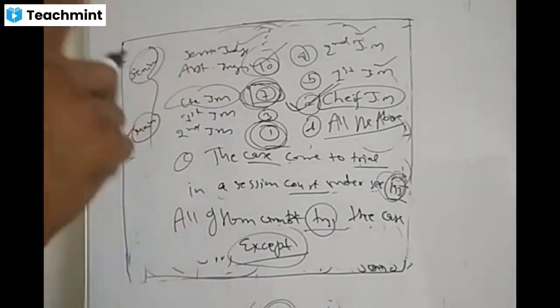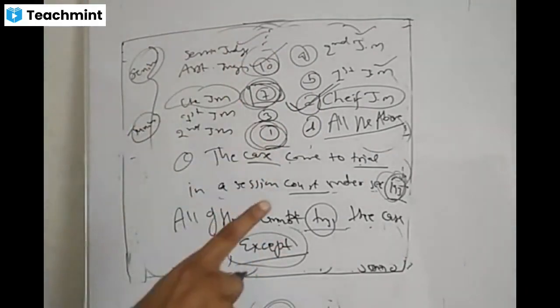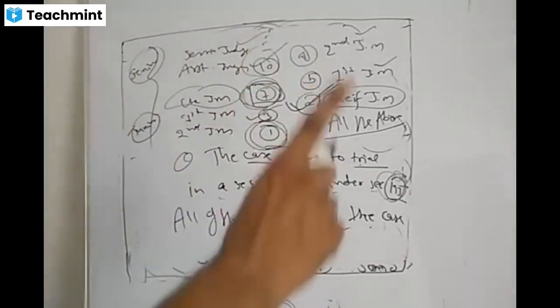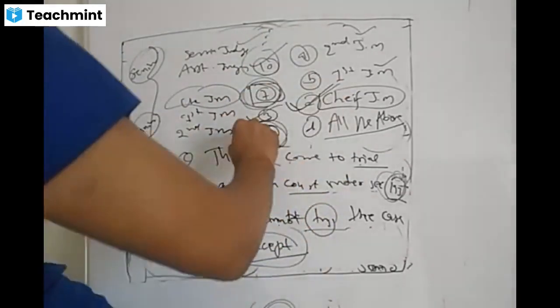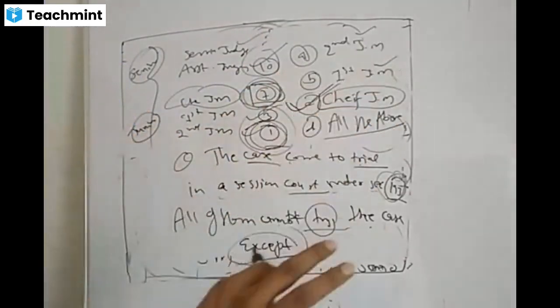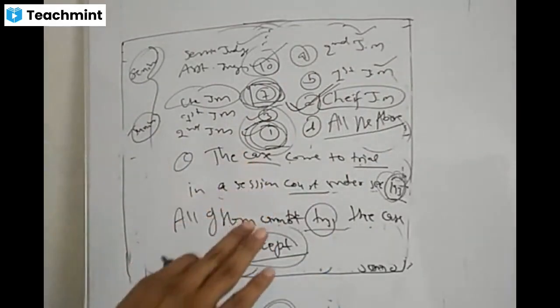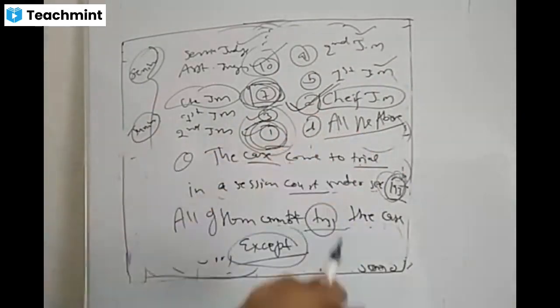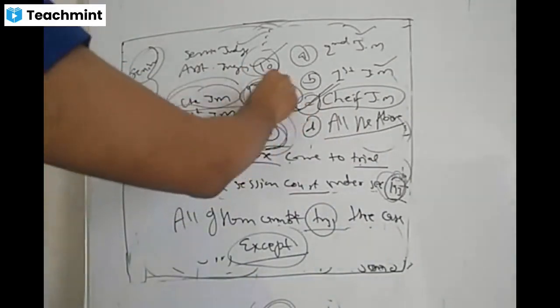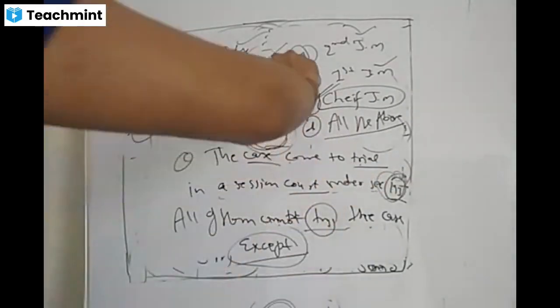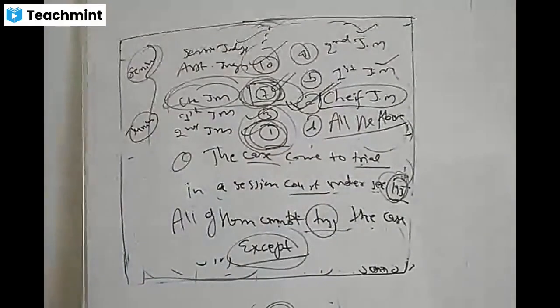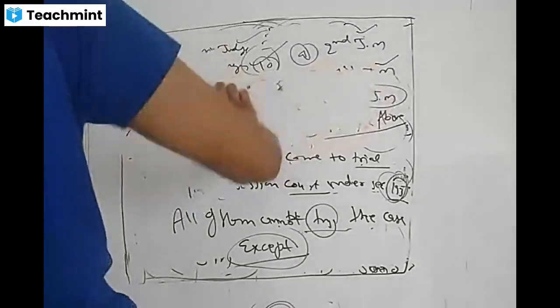But the case will not enter into the room of your first class judicial magistrate and second class, because they do not have the power. So they will not take this trial. So the perjury case will go directly into your chief judicial magistrate room. So this is the meaning of power of judge or power of your court.